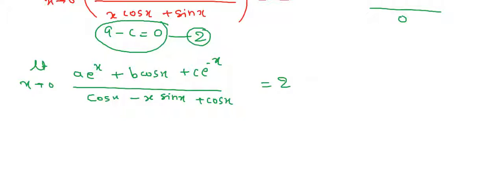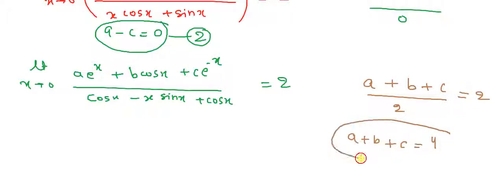Now let's put x equals 0 in this whole function, and this time you'll see that the value comes out to be a plus b cos 0, which is 1, plus c, whole divided by 2, because cos 0 is 1, 1 and this is 0. 1 plus 1 is 2, which is equal to 2. So we've reached till this point, and I guess this is the required answer that they've asked in the question. So we've solved this question.